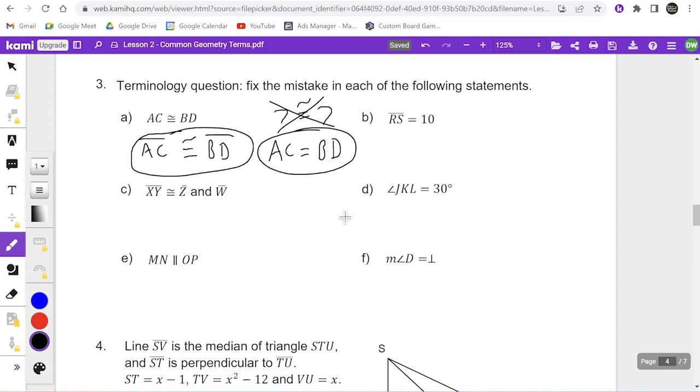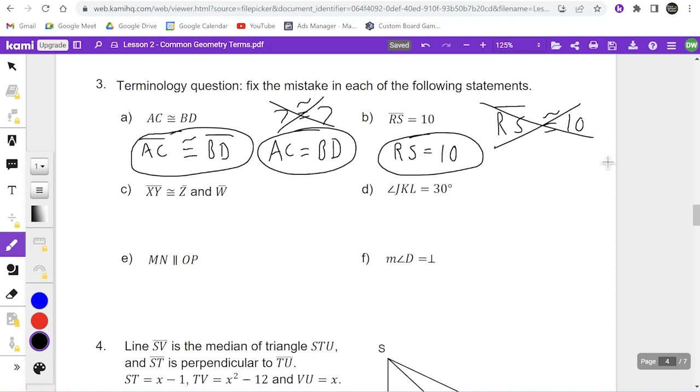Now for part B, RS equals 10. Can someone tell me why this is wrong? It is because this is a number. If you want to say numbers, you have to say it without the bar above it. And that is the only correct answer. Why? Because if you say RS, let's say, is congruent to 10, you can't do that because 10 is a number and it's not a line segment, so you can't say that.